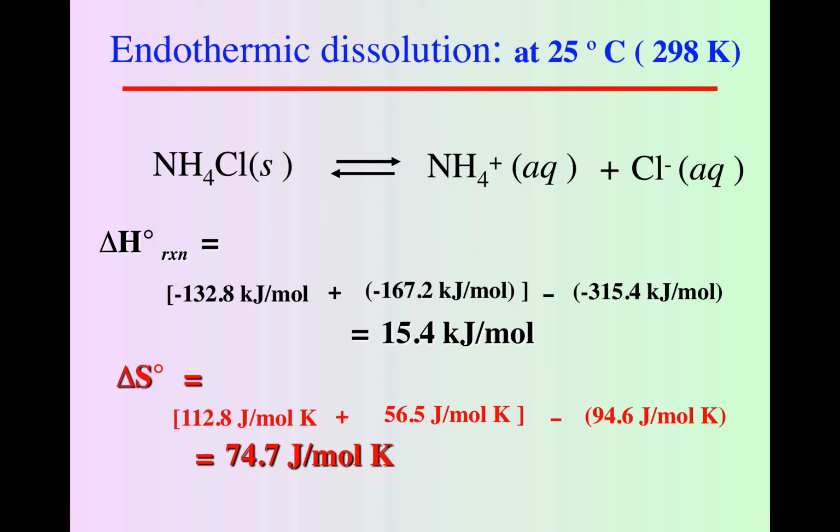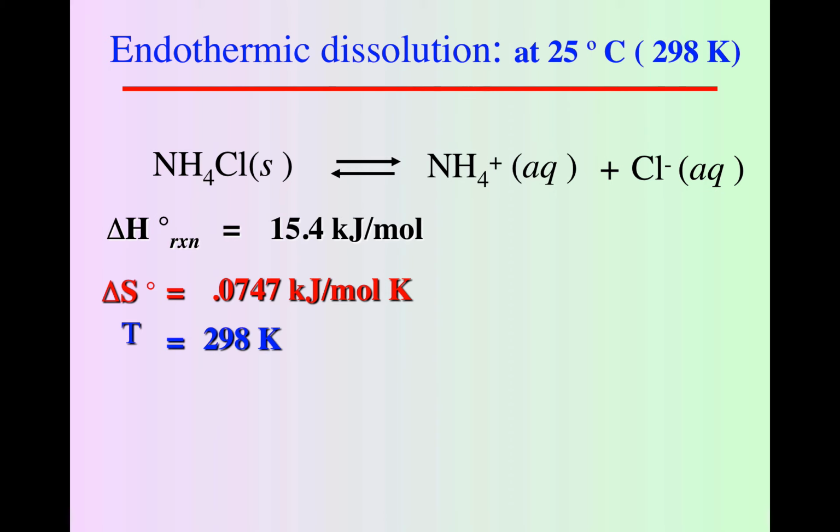Now notice these units are different. This is the important point, right? Delta H is in kilojoules, so heat changes always have a greater magnitude than entropy changes, which are in joules. They have to be in the same unit if you're going to plug into delta G equals delta H minus T delta S. So we convert delta S into kilojoules by dividing by 1,000, and then we can plug into the equation.